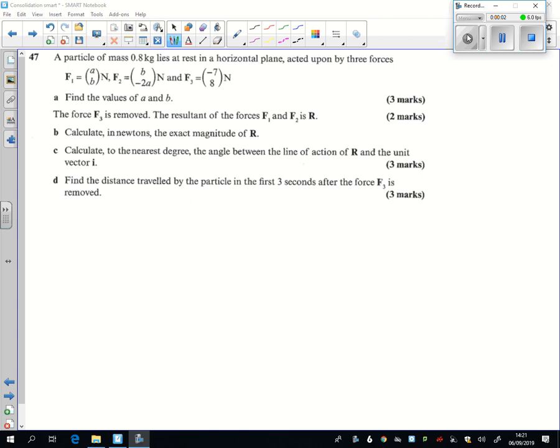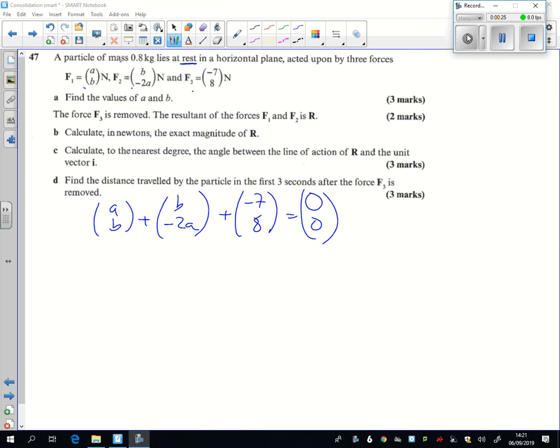Question 48. We've got a few forces here, they're all acting on this mass. And the important thing is, it says it lies at rest. So if it lies at rest, then when you add all these forces up, you're going to get an answer of 0, or 0, 0, in fact.